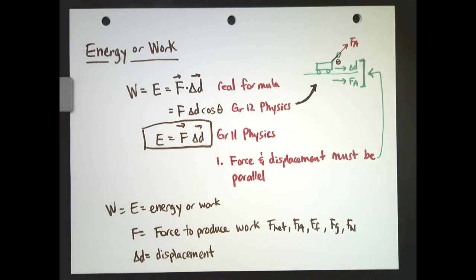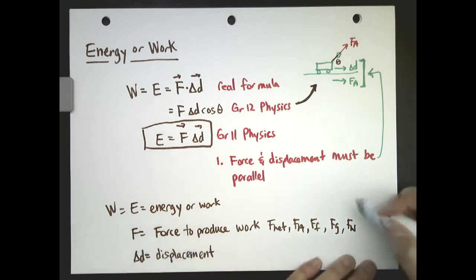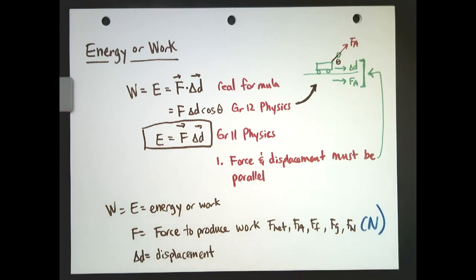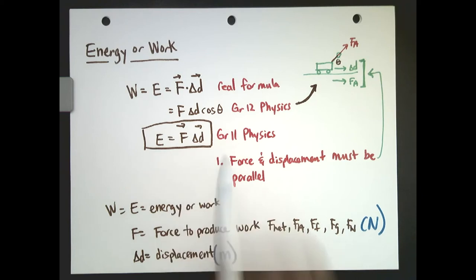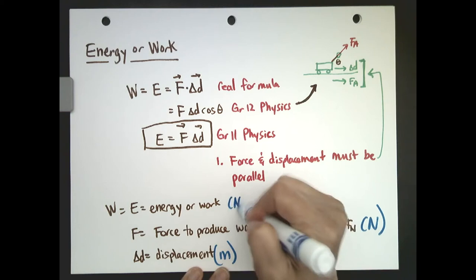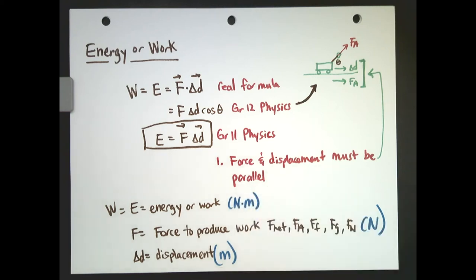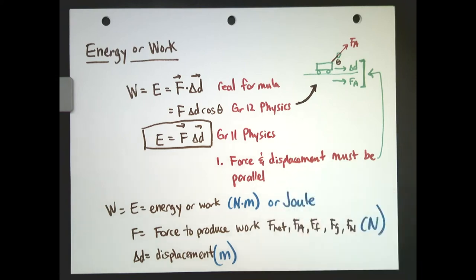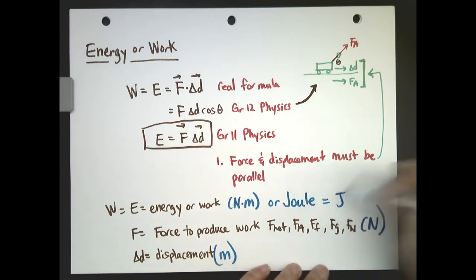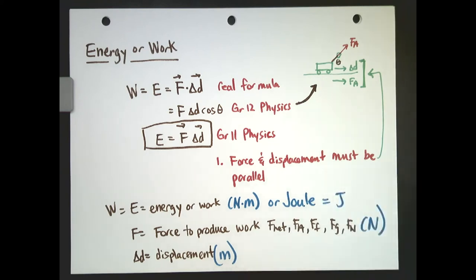All right, let's do units on this. The force is measured in newtons, and displacement is measured in meters. So according to the formula, energy or work is technically a newton times a meter. But there's a person called Joule, and we make the unit of energy the joule. So basically, the unit of energy is J, capital J for joule.